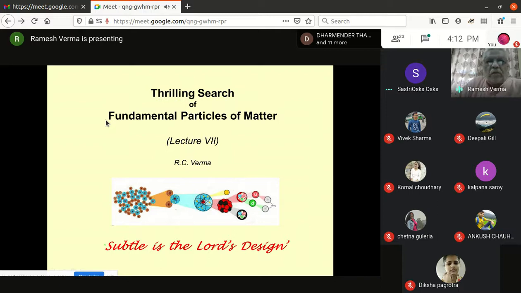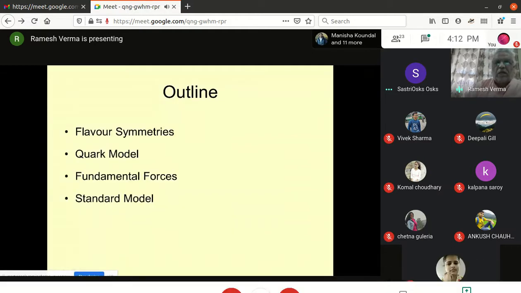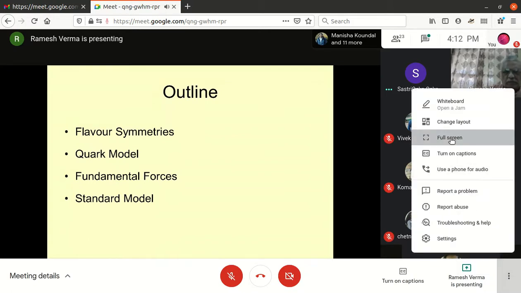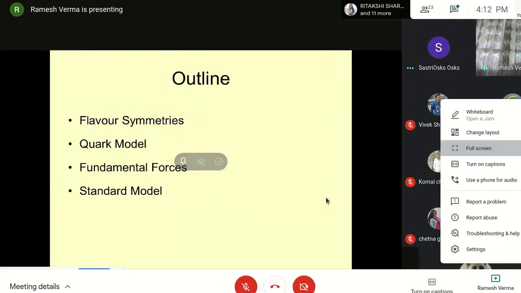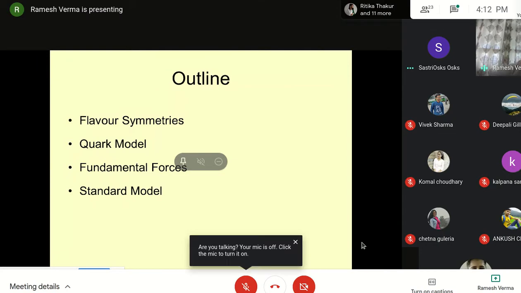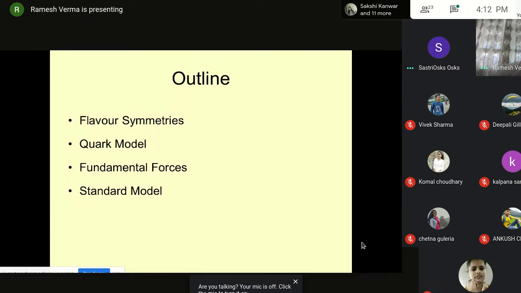I'm continuing with this thrilling search of fundamental particles of matter. So, the outline of today's talk: I hopefully would be able to touch these topics. Otherwise, I'm building up things actually rather slowly, so that I can give more and more relevant details along with this overview. So, firstly, I will again consider flavor symmetries, then how they lead to the quark model, and possibly fundamental forces, and finally the standard model.